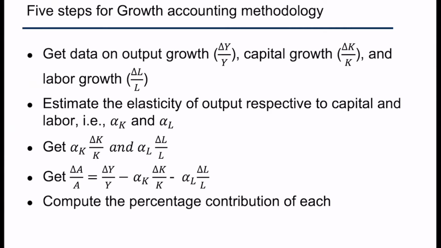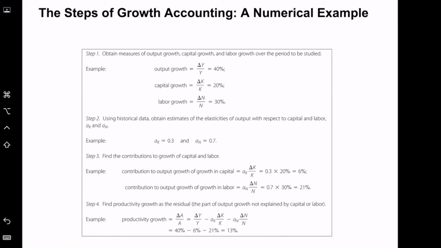So once we have the numbers for each component, we can compute the percentage contribution of each to output growth. And that is how we use growth accounting to help us preliminarily identify the major contributor to economic growth. Now let me give you a couple of examples of how to come up with the contribution of each factor from growth accounting. The first example I want to show you is the textbook example.